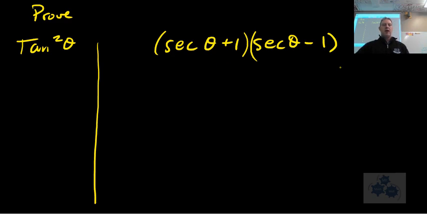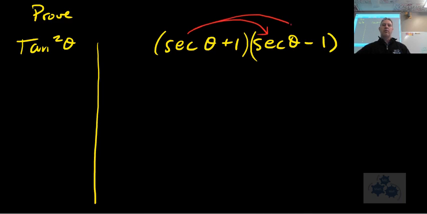One of the tips that we talked about is performing indicated operations. If you have addition, subtraction, multiplication, that sort of thing, if you can simplify by performing those operations, it might be a good idea. Now secant is 1 over cosine, right? So we may want to consider that. I'm just going to move straight to this multiplication.